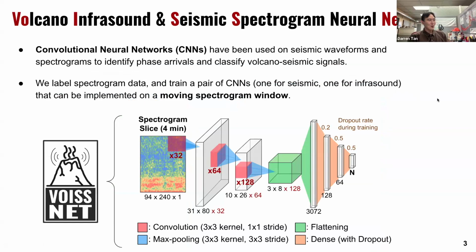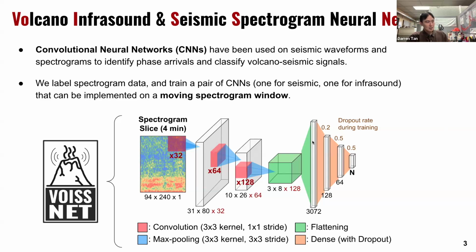At its core, VoiceNet is a convolutional neural network that is typically used for image recognition from the machine learning world. The seismic world is not a stranger to this. It's been used on seismic waveforms to detect P and S arrivals. And here we're really just transferring that to apply it on spectrograms. What's novel here is that we're applying the convolutional neural network, VoiceNet, on a moving spectrogram window, classifying as we go along in time.